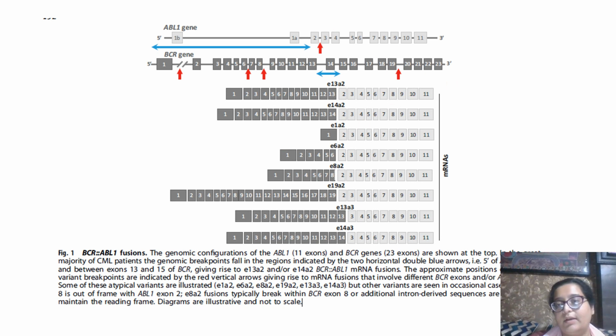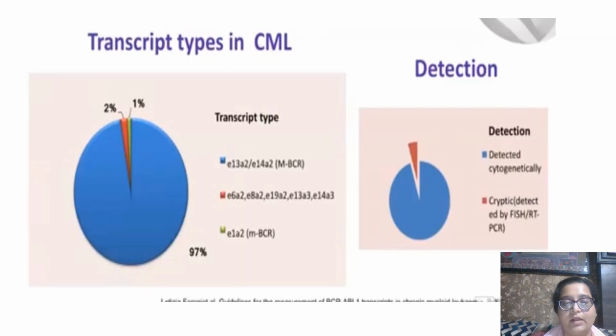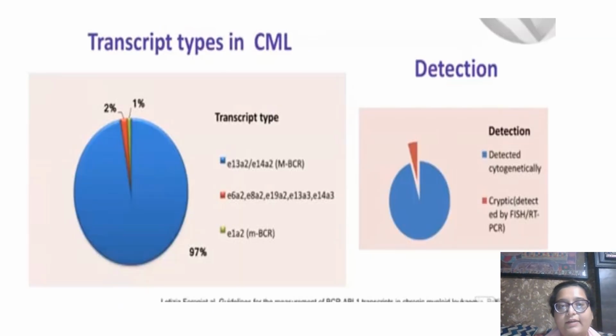Similarly, the same blown-up diagram. So for today, this is the last slide, where the most commonly detected mutations, E13 and E14, account for say 97% of CML. But the smaller variations are still there and might occur in a very small population, and you might miss a CML.